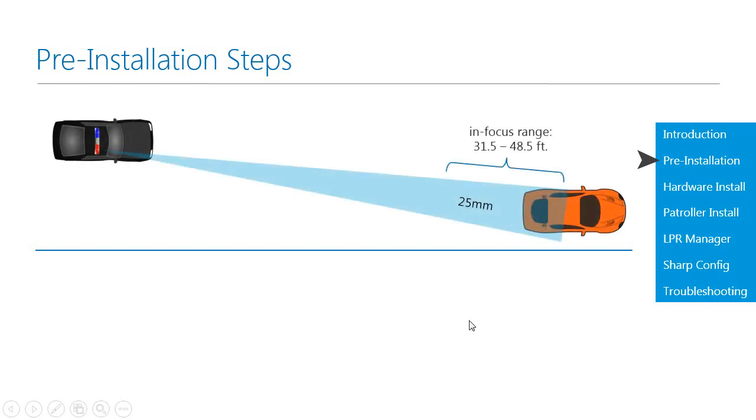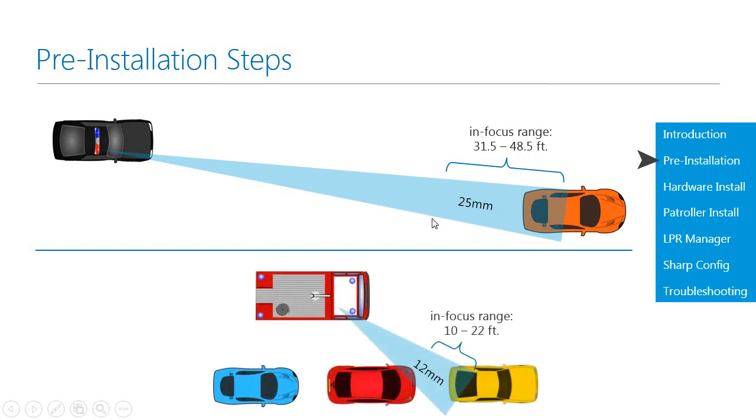So for example, if we were mounting the cameras on a police car like we have here, and that's going to be looking for vehicles on a highway, we may want a lens that would be able to see plates at around 40 feet away, so we'd use a 25mm lens. For the 25mm lens, we know it has an in-focus range of 31.5 to 48.5 feet. So anything outside of this range is not going to be in focus, so that's why it's critical to know how much in-focus range we have for each type of lens.